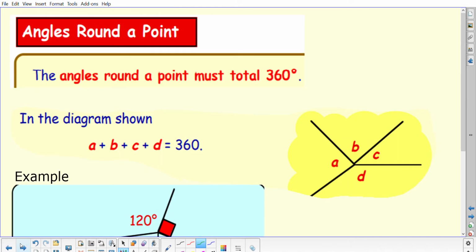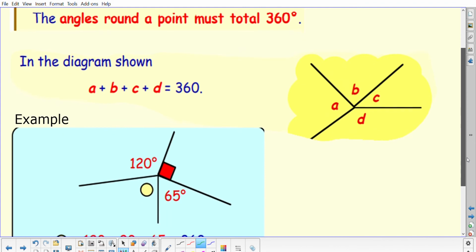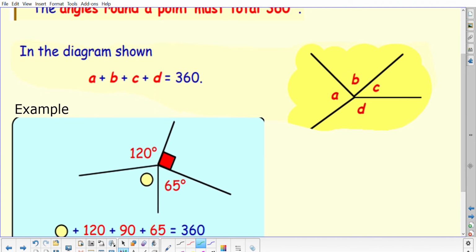So it's just a big fancy word that means they fit together to make a straight angle. The other two angle facts that you met: the one that says angles around a point must total 360 degrees. That can be any number of angles, but if they all fit together to create a complete turn or a complete circle, then they have to add together to make 360.